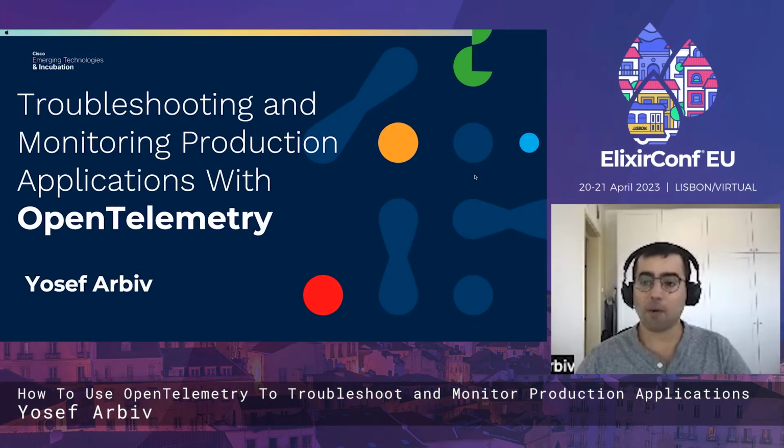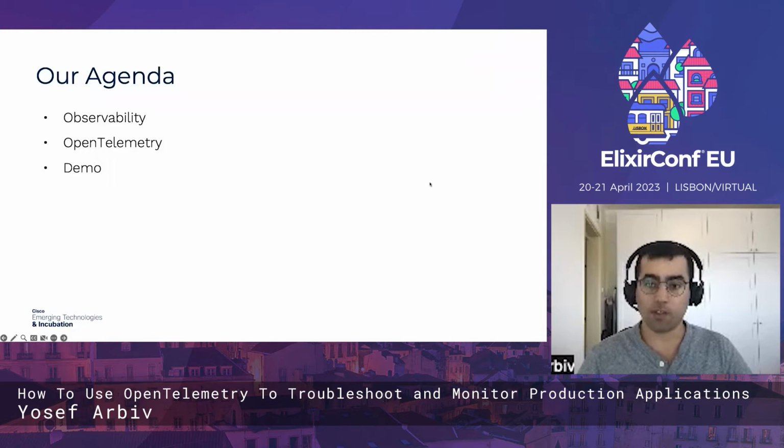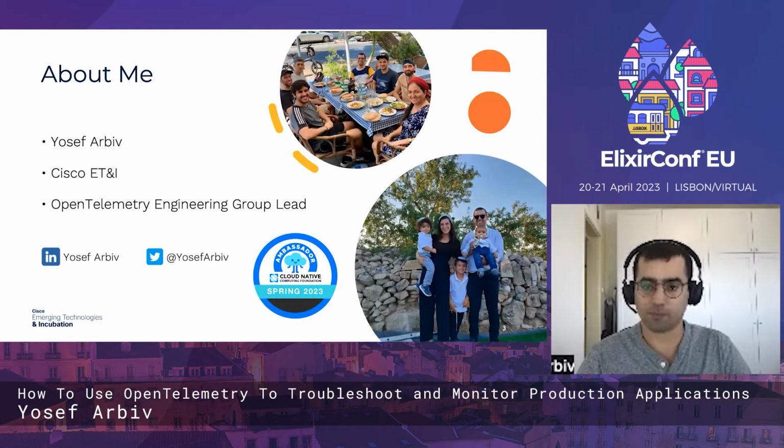In this talk, I'm going to talk about what is OpenTelemetry and how you can use it to troubleshoot and monitor your production Elixir applications. So we are going to start with an introduction on observability in general. What is observability? I know this is a very hot buzzword today, but many people don't know what it actually means. Then we're going to talk about OpenTelemetry specifically, and we're going to do a live demo on how you can use OpenTelemetry to troubleshoot an application.